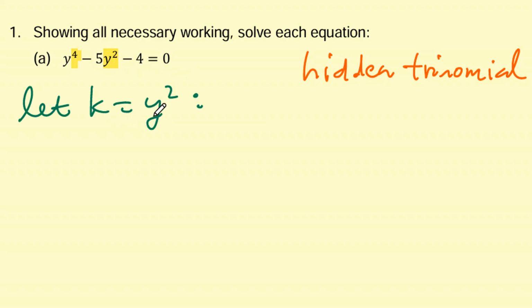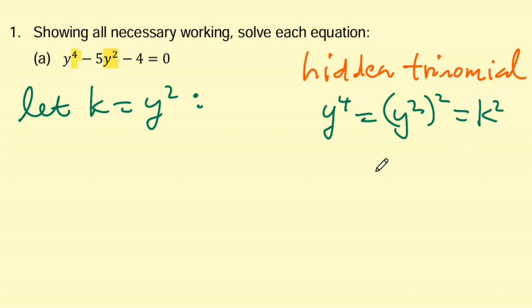Now if k is equal to y squared, then y to the power 4 will equal k squared, because y to the power 4 is y squared all squared. And we know that y squared is equal to k. So y to the 4 will give us k squared. We can plug the k's into our equation here. So y to the 4 will be k squared. Then negative 5y squared will become negative 5k minus 4 equals 0. And we end up with a quadratic.